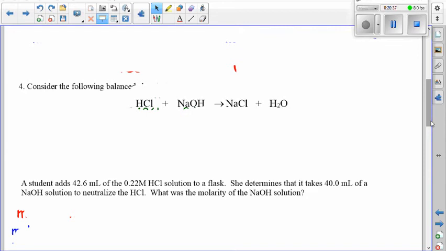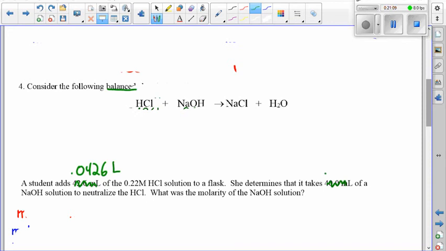It says, first of all, consider the following balanced equation. Look at me, I gave you a balanced equation. Not always the case, but I'm telling you this one's balanced, so you don't have to worry about it for now. A student adds 0.0426 liters of the 0.22 molar hydrochloric acid solution to a flask. She determines that it takes 0.04 liters of a sodium hydroxide solution to neutralize the HCl.